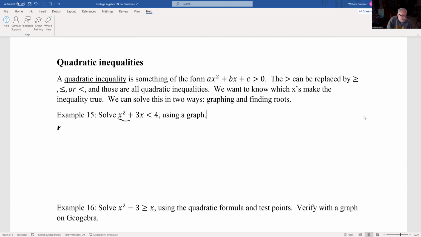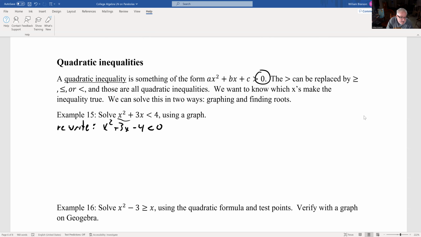First thing to do is rewrite it so that it's x squared plus 3x minus 4 is less than 0, because we want to have a 0 on the right side. And so now this is a quadratic. This one we can actually factor with integers, right? Minus 4 and plus 4 and minus 1. Great, so there's our factorization.